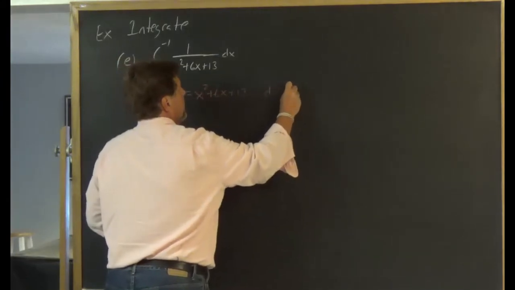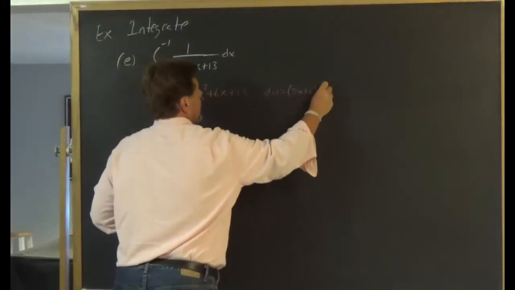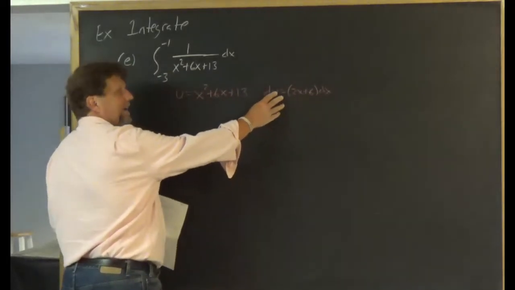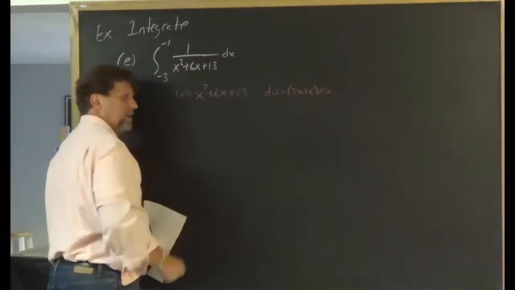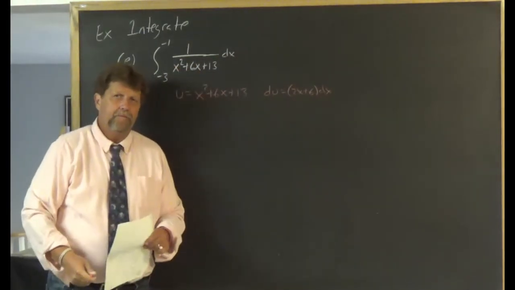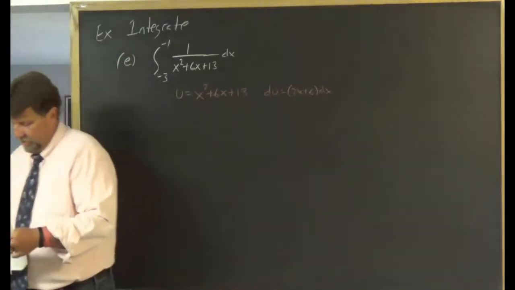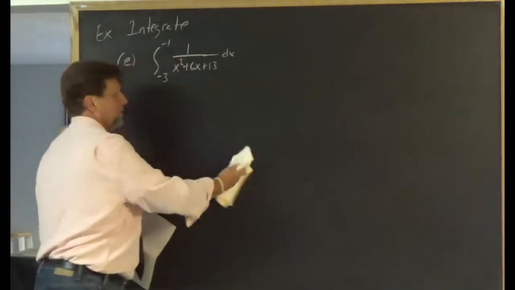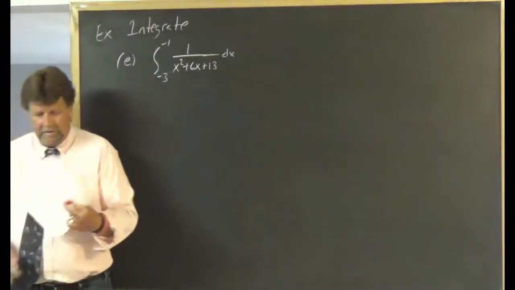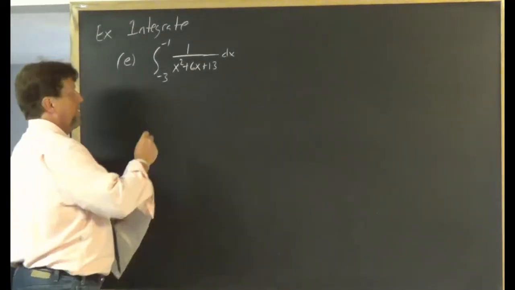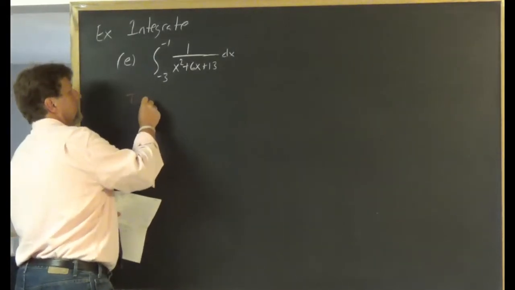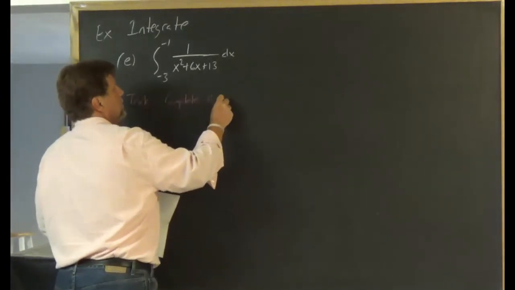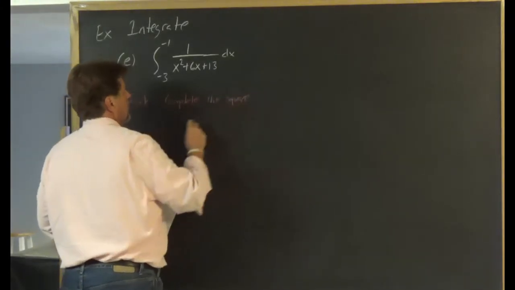Then du is 2x plus 6 dx. And no matter how much massaging I do here, I can't get something for just the 1 dx. I can't. So the U-substitution failed. So here comes your first trick. I told you there would be some tricks. So here's your first trick: complete the square in the denominator.